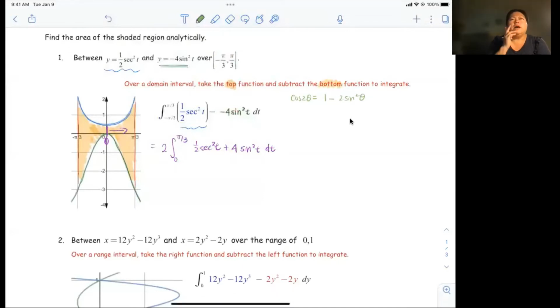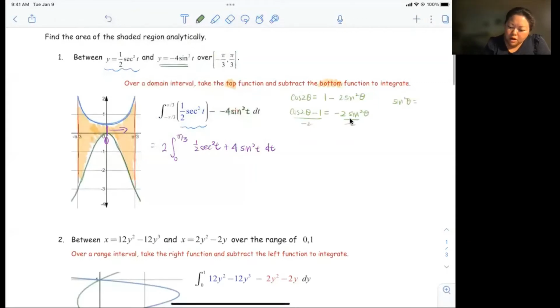And there was another one, the other option was 1 plus 2 cosine square theta, right? So to get your sine square theta, you want to go ahead and solve this identity so you can substitute it in. So if I move things around, if I subtract a 1, I get cosine 2 theta minus 1 equals -2 sine square theta. If I divide by -2 on both sides, then sine square theta is equal to -1/2 cosine 2 theta plus 1/2.